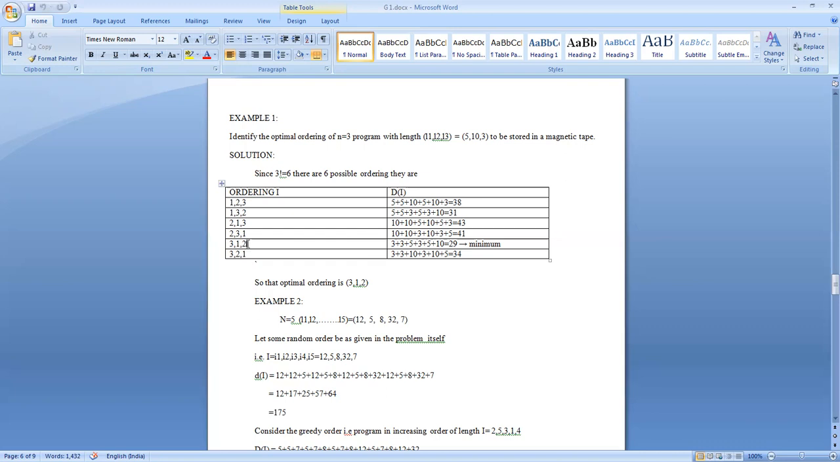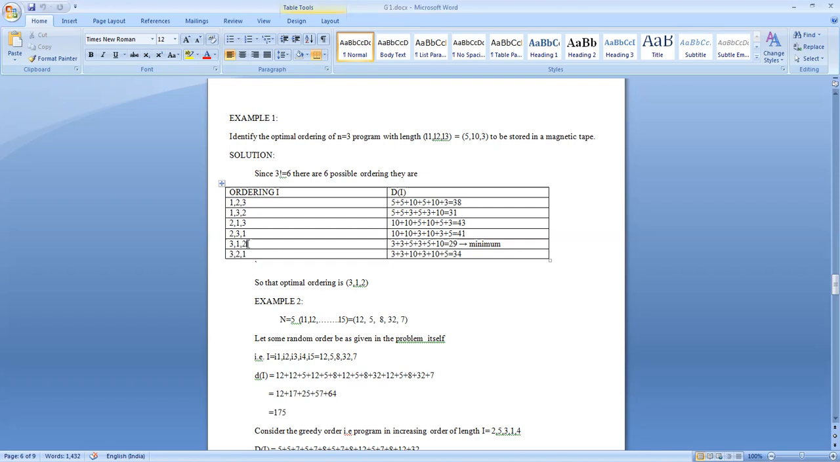So the programs are selected in the increasing order of their length. So that is the greedy selection here. Select the programs in the increasing order of their length to get the minimum retrieval time of the programs in the magnetic tape. That is the greedy solution.